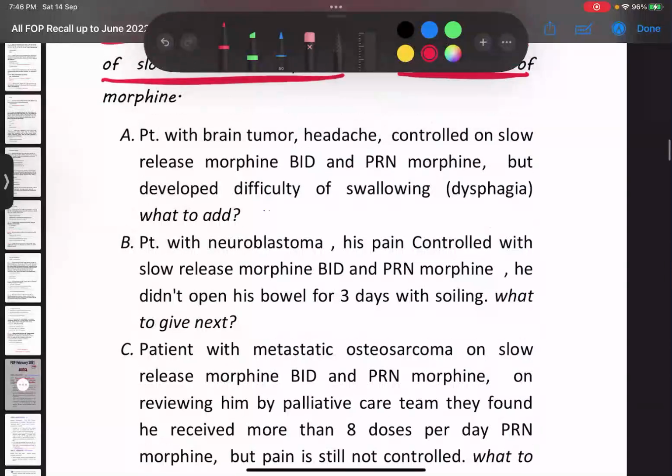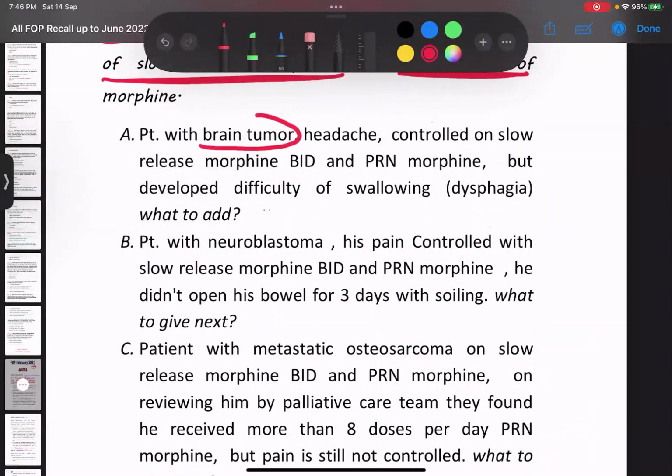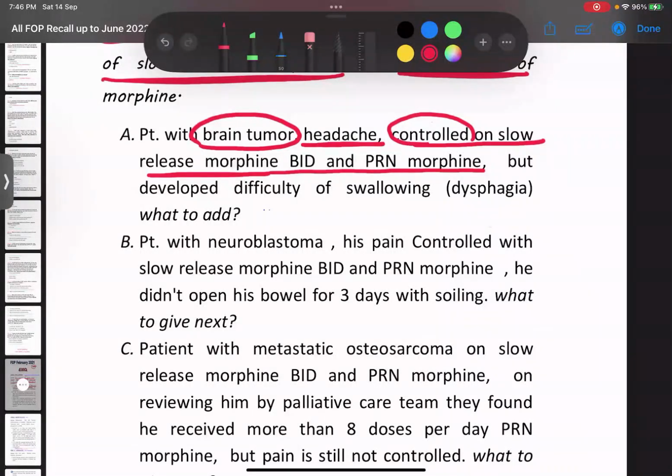First one: a patient with a brain tumor, headache, controlled on slow release morphine BID and PRN morphine. Slow release morphine BID means long acting morphine twice a day, plus PRN morphine as needed. Usually we go with 2 to 4 times. But the patient develops difficulty of swallowing, or dysphagia. What to do?